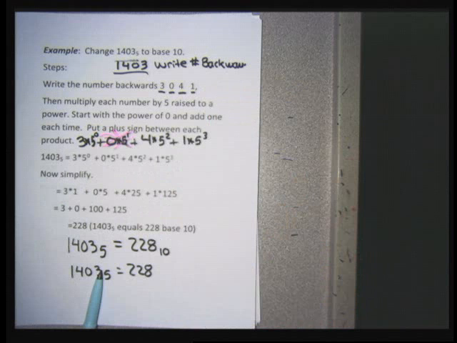Write the number backwards. Next to each number, I put a times sign, and then the base with an exponent, starting at 0 and going up until I'm out of numbers to put the base next to, and then put plus signs and then use my calculator.